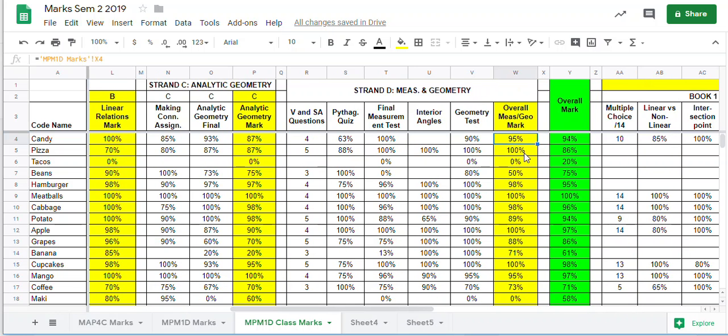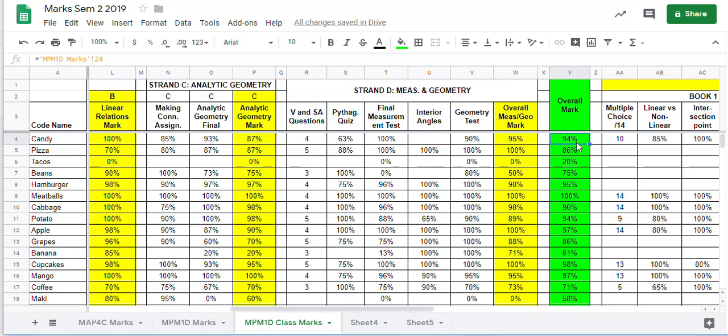This mark right here is basically made up of your final measurement test and your geometry test. I know we did an interior angles assignment, but it was quite small, but I did try to factor that in slightly. And then the Pythagorean quiz wasn't really factored in. It was only, I think, 4 questions. So it was kind of just to make sure you knew what Pythagorean theorem was, to be honest. So then that's your overall measurement geometry mark.